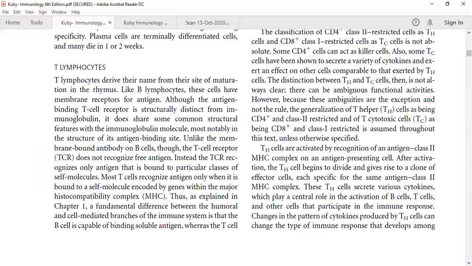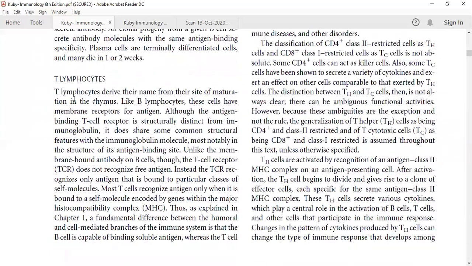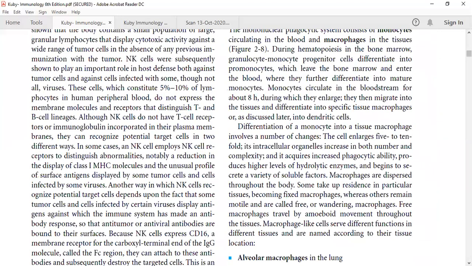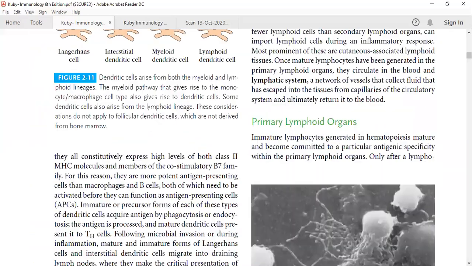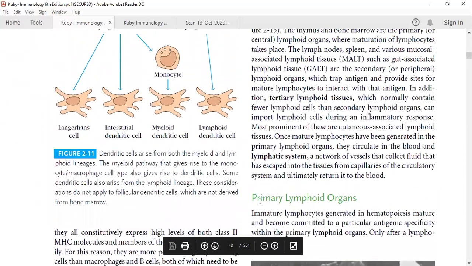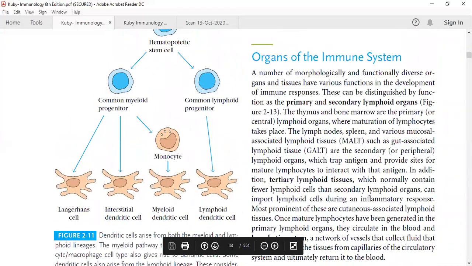All right, so first of all we will discuss, actually we have covered this already. All these things we have covered. So first of all, the primary lymphoid organs. All right. So first we move to the primary lymphoid organs, which are organs of the immune system.